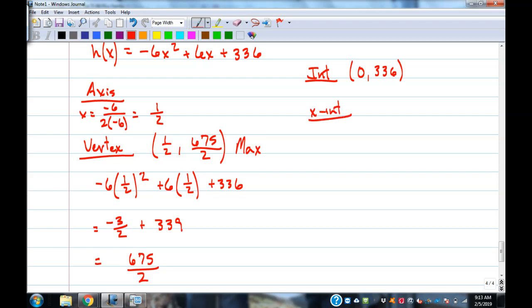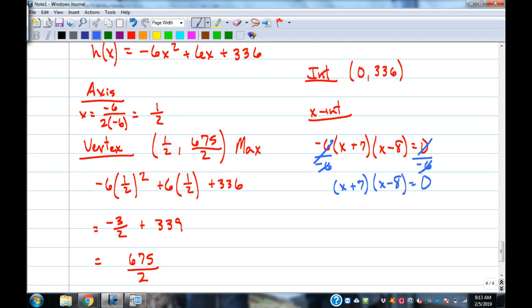And because I already have it in factored form at the beginning, that's how I'm going to find my x-intercepts, because it's so much quicker and easier. I just set -6(x + 7)(x - 8) equal to 0. Well, this is mathematically what happens with the -6. It goes away. So we get x plus 7 and x minus 8 equals 0. And set those equal to 0, get x is -7, x is +8.